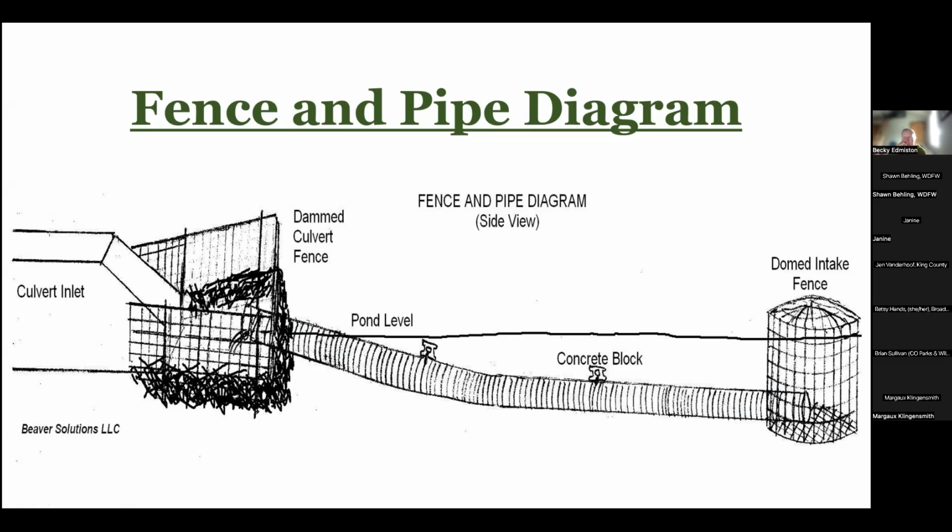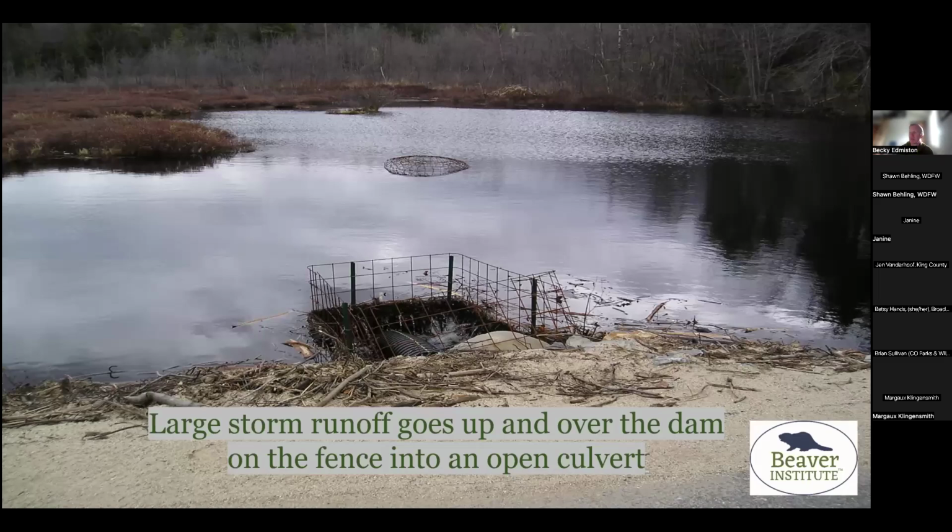That way, the beavers can create a smaller pond, but they are limited in how high they can raise it. And so this involves knowing how high the roadbed is. Are there any abutters around the perimeter that would be affected by ponding? And when that's not a problem, this is a good option.